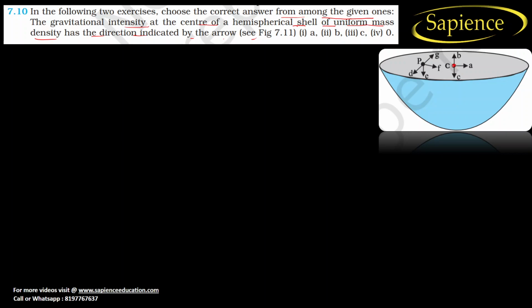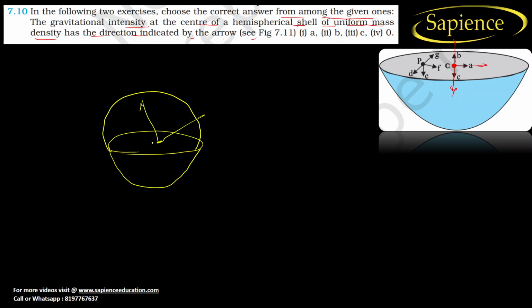So let us see here. This is your part, and we are talking about the question at this center. Which direction? In the direction of A, B, or C, where is the maximum field intensity? Let us assume that if this hemispherical object is not a hemispherical shell but a complete spherical shell, what will happen? From every side at the center, there will be a force acting due to each and every part of the mass. So net force will be zero.